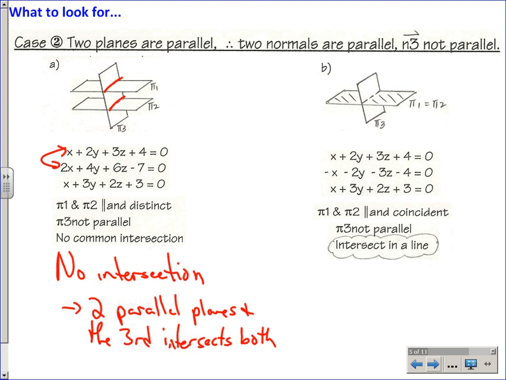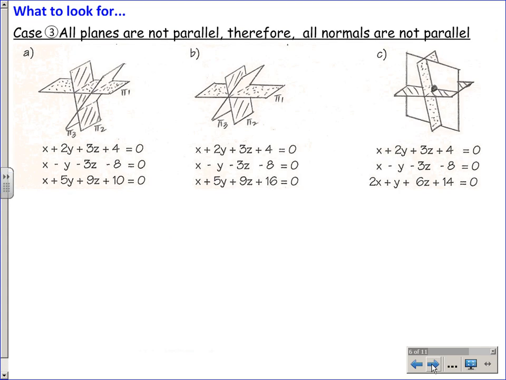Part B, now you've got the first plane and the second plane that are exactly the same, which in a sense means you can just get rid of one, pretend it's not there at all, and now just think of it as a situation with two planes, and then you would do the question exactly the same as we did last class. Okay, so that situation won't be new to us. These ones are the ones that are new.